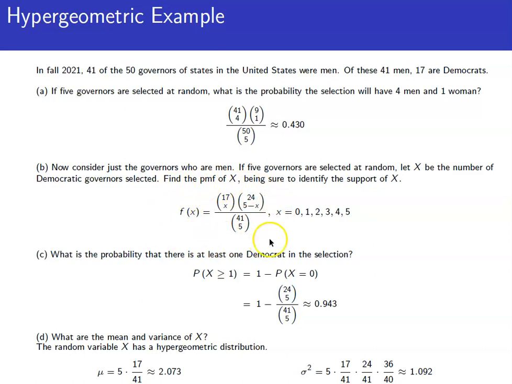We're asked to find the support. Well, we can either pick 0, 1, 2, 3, 4, or 5 Democratic governors from the group of 17 male governors, I should say.